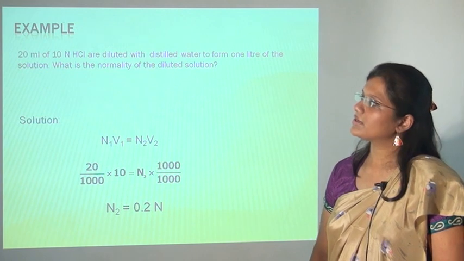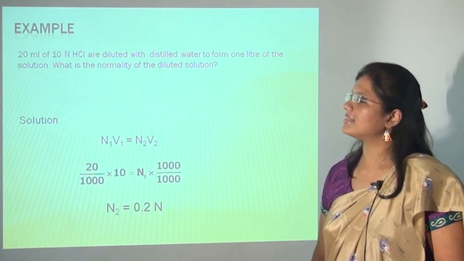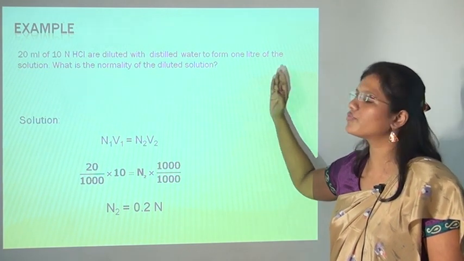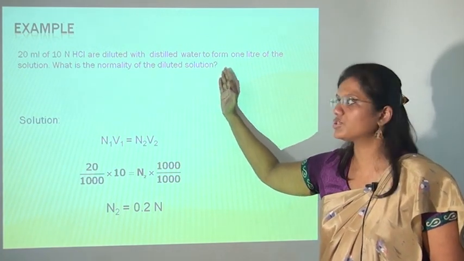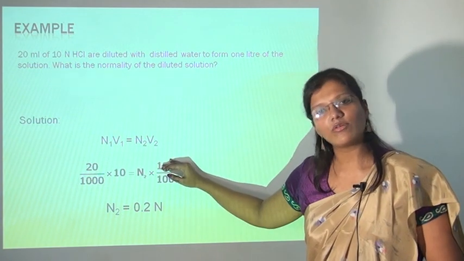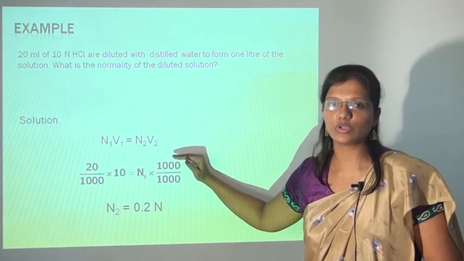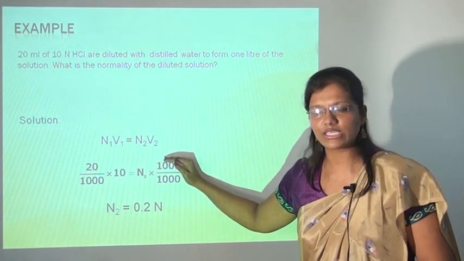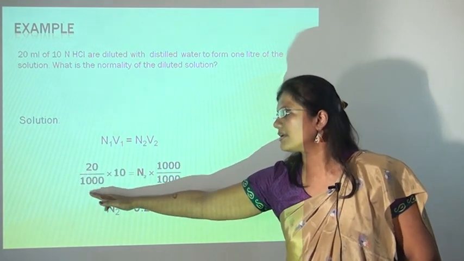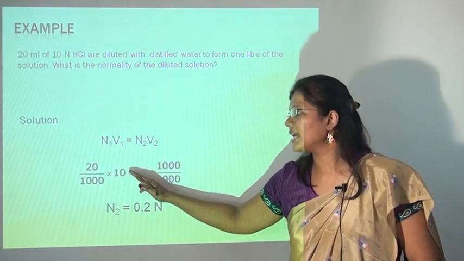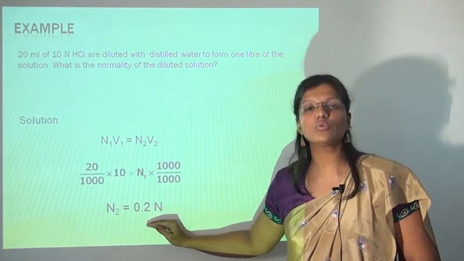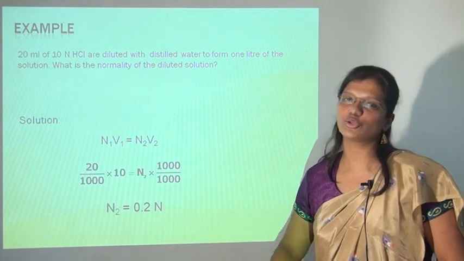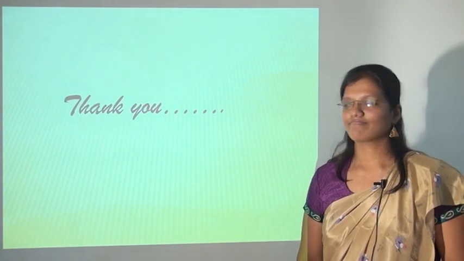Another example is given. 20 ml of 10 normal HCl is diluted with distilled water to form 1 liter of solution. What is the normality of that diluted solution? Here we already have the formula, N1V1 is equal to N2V2. We have to put only the values: 20 by 1000 into 10 is equal to N2 into 1000 by 1000. You get the value, your normality is 0.2 normal. Thank you.